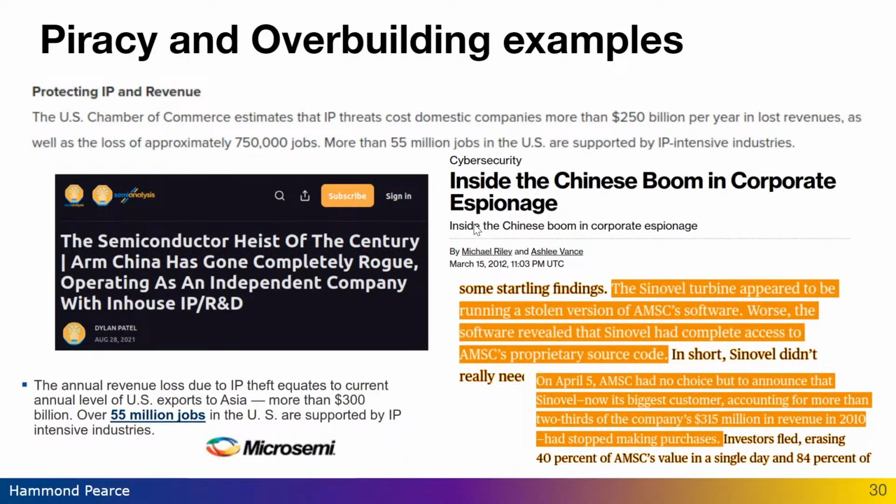So the US Chamber of Commerce, because America puts out more numbers than Australia does, has estimated that it costs at least $250 billion per year due to overbuilding and piracy of various kinds.